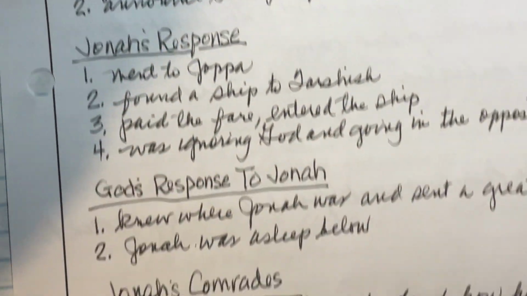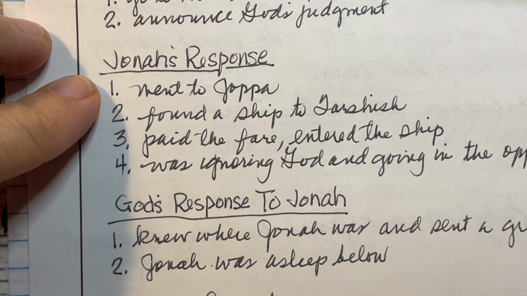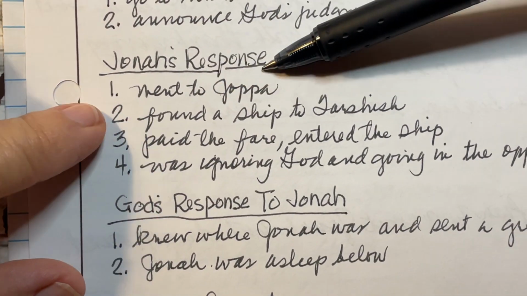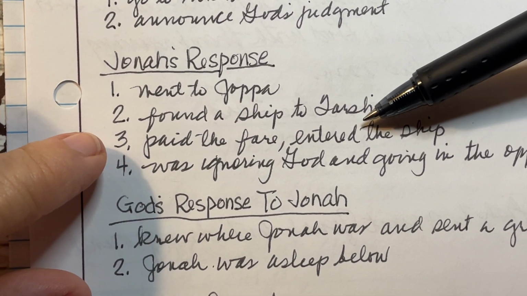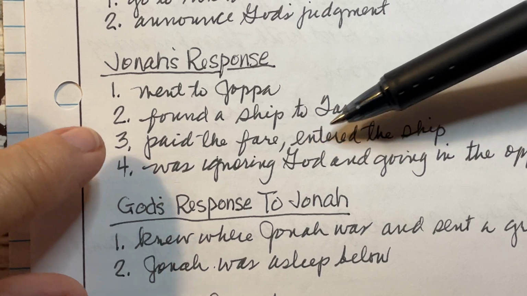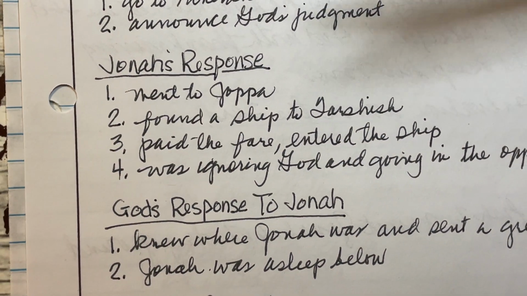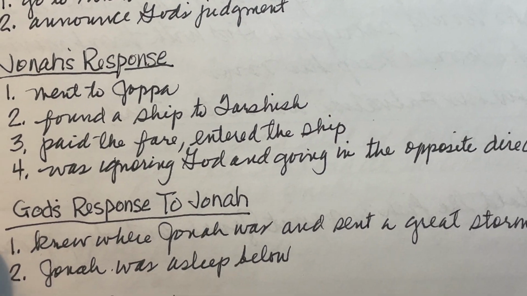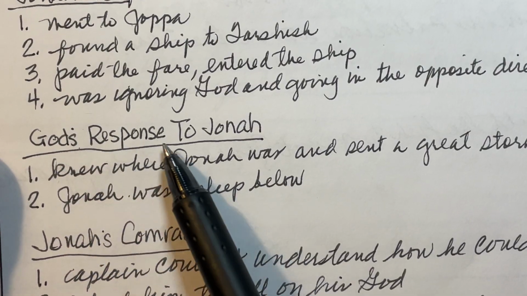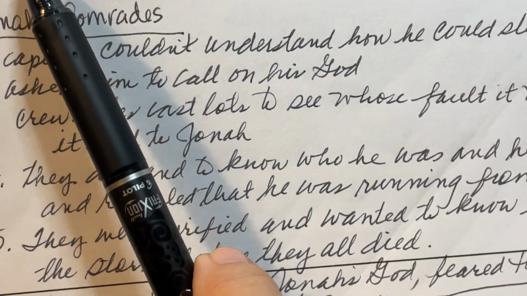So then the next bullet point, Jonah's response. There we go. He went to Joppa. He found a ship to Tarshish. He paid the fare, entered the ship. He was ignoring God and going in the opposite direction. So then the next bullet point, God's response to Jonah. And then I've just filled it in.